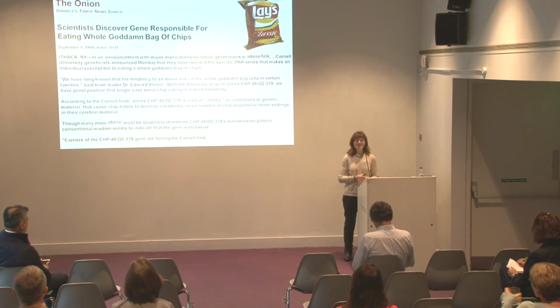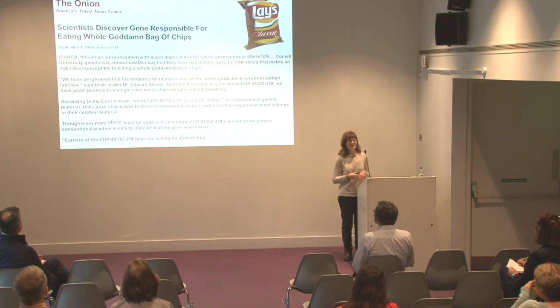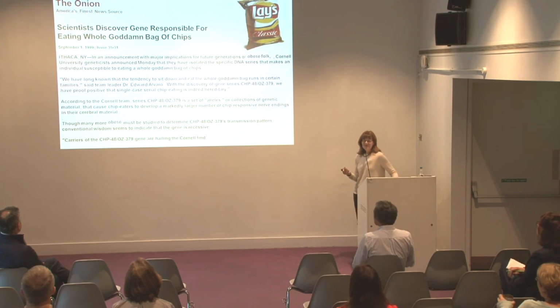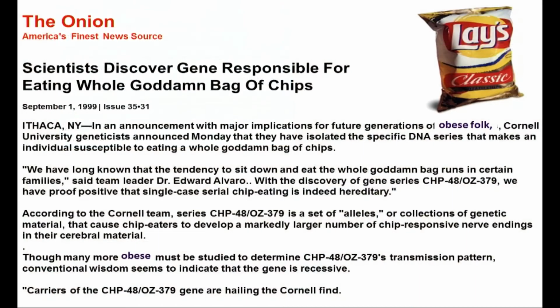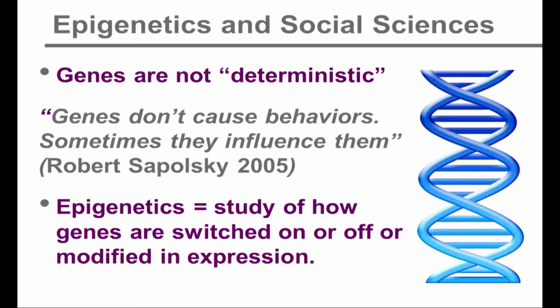So this is a slide that I often show my students, just out of humor, but basically to attack the notion that genetics are deterministic, because I come from anthropology, where we're social scientists primarily. And instead, when I talk to my students, I like to give them this quote from Robert Sapolsky, an American primatologist, who talks about how genes don't cause behaviors, sometimes they influence them.